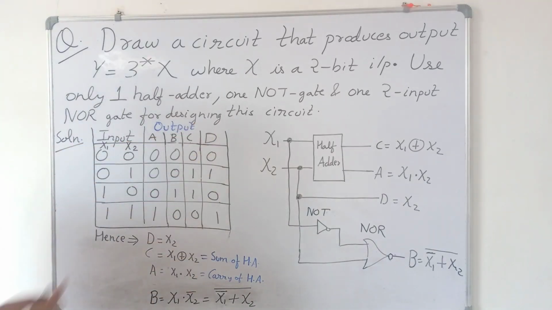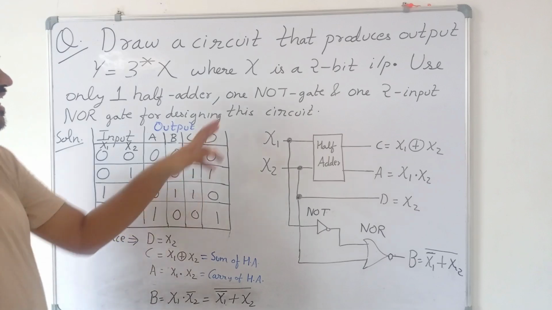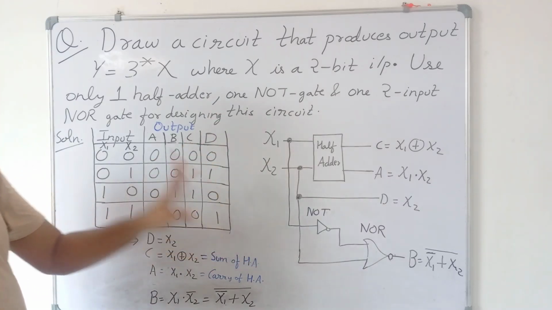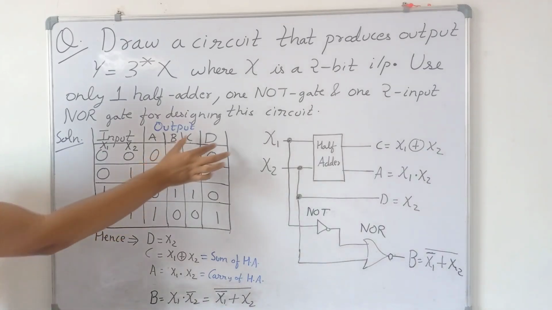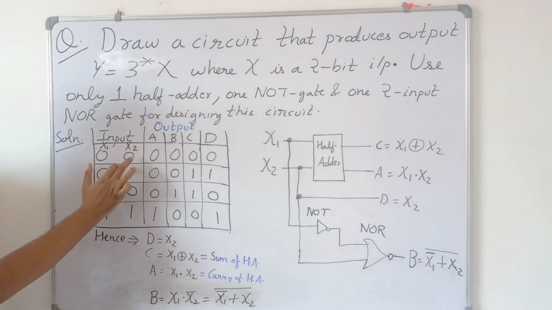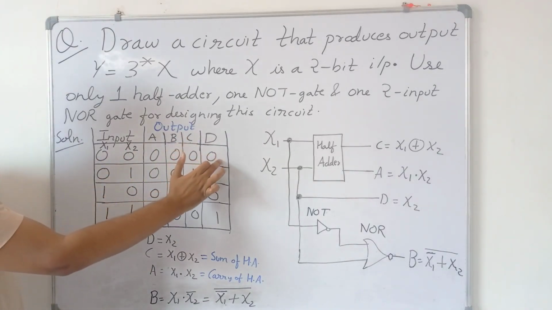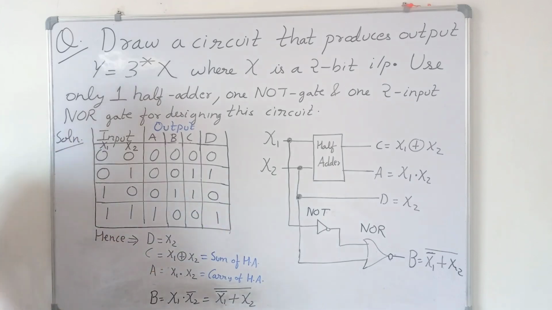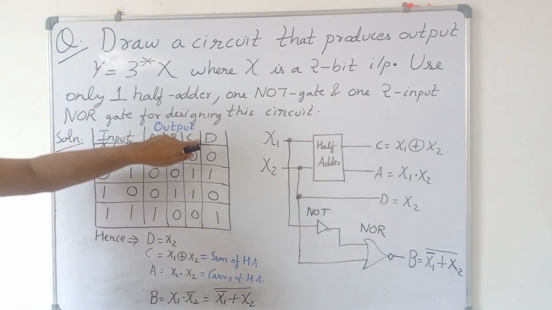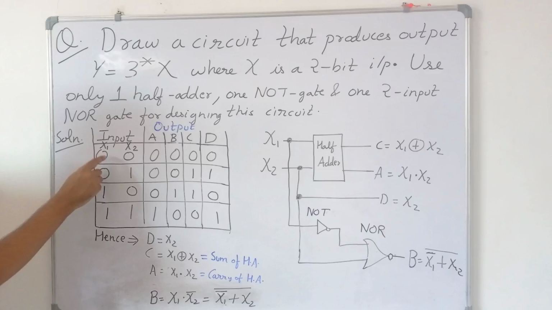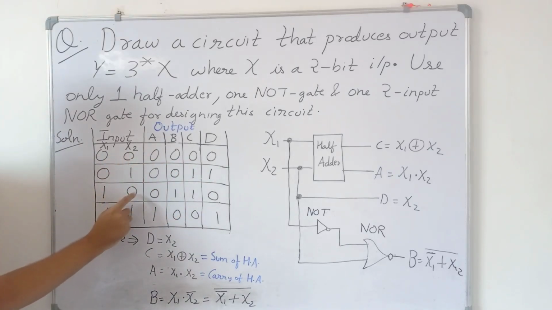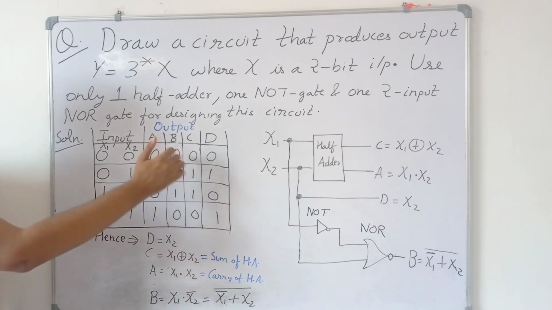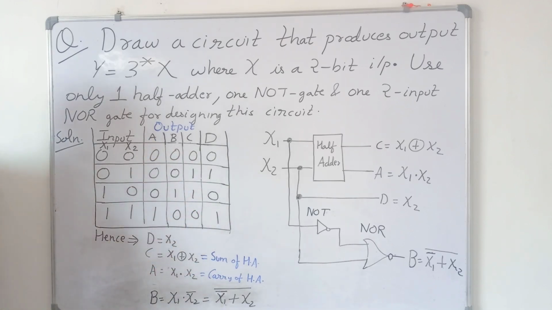Now we will see how to design the individual bits of the output. Output was of 4 bits. Now we will design the individual bits. If we see here, D is simply equal to X2. X2 is 0 1 0 1. D is also equal to 0 1 0 1. Then C is equal to X1 XOR X2. So 0 0 XOR is 0, 0 1 XOR is 1, 1 0 XOR is 1 and 1 1 XOR is 0. So C is simply equal to X1 XOR X2.